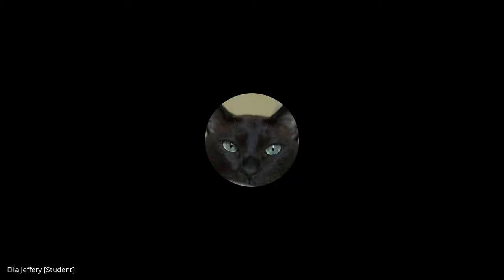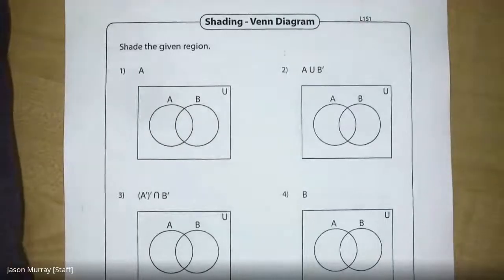Okay, so let's get going with shading Venn diagrams. Shade the given region. So if I ask you to shade A, what is that?